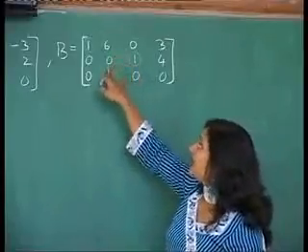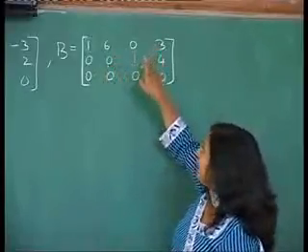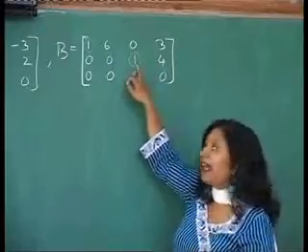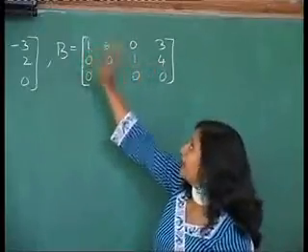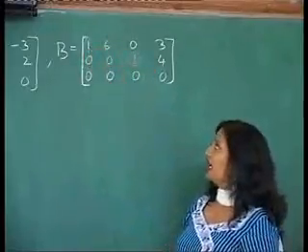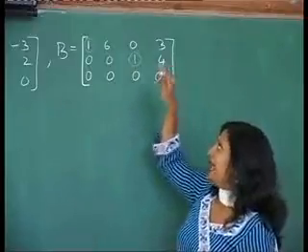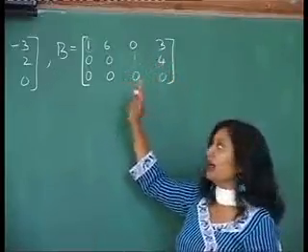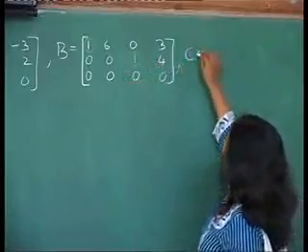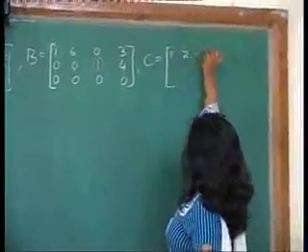It need not be immediately to the right. The leading one of the lower row should be somewhere to the right of the leading one in the previous row. So the third condition is also satisfied, and that's why this matrix is also in the echelon form. Let's take one more example.